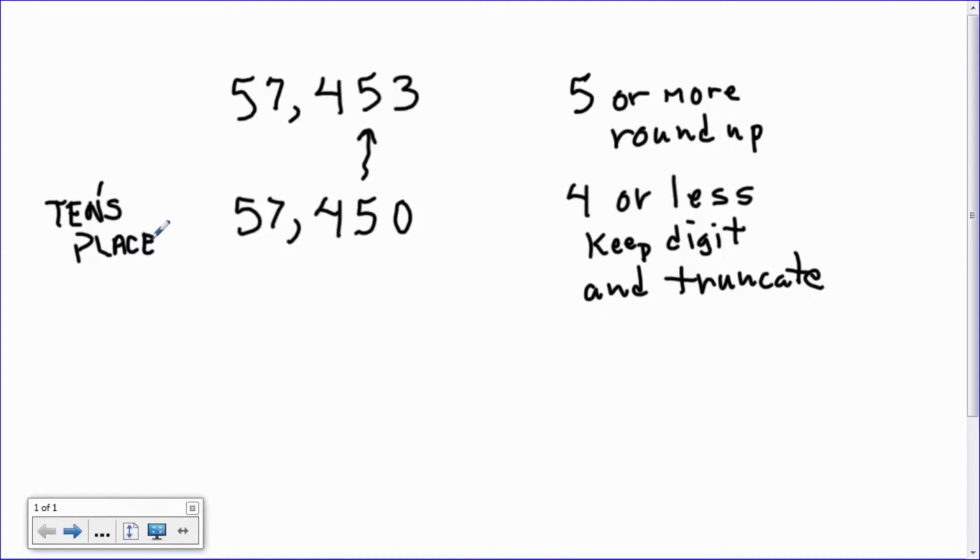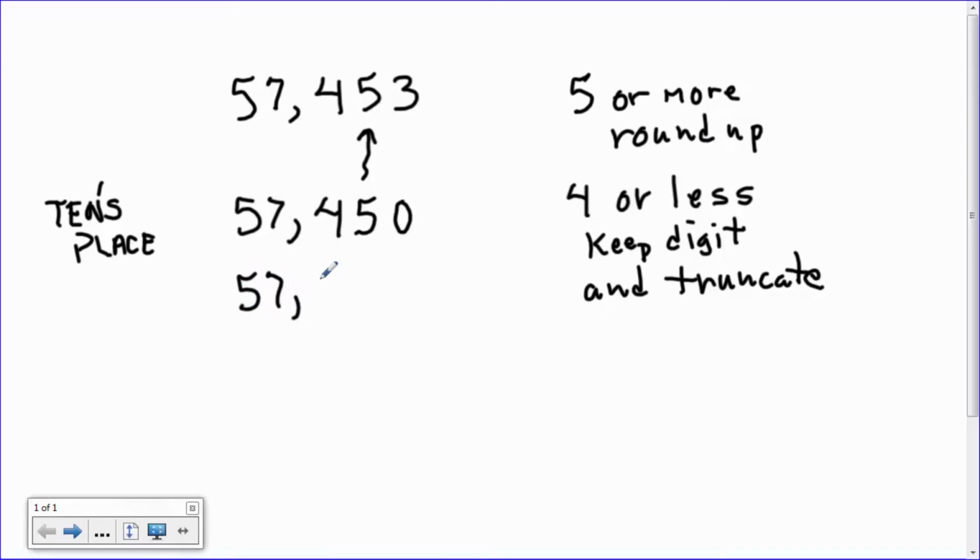Now let's move to the hundreds place, which is a 4. I look to the 4 and I look immediately to the digit to the right, 5. I don't look at the 3. I look only at the digit immediately to the right of the 4, which is in the hundreds place. As I've noted on the screen, if it's 5 or more, I round up. Again, what does that mean?